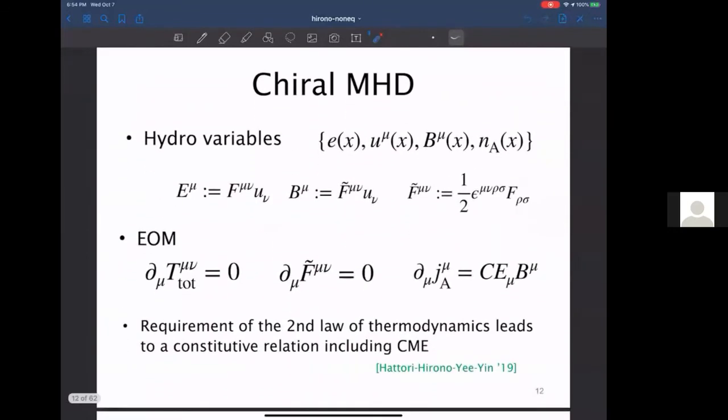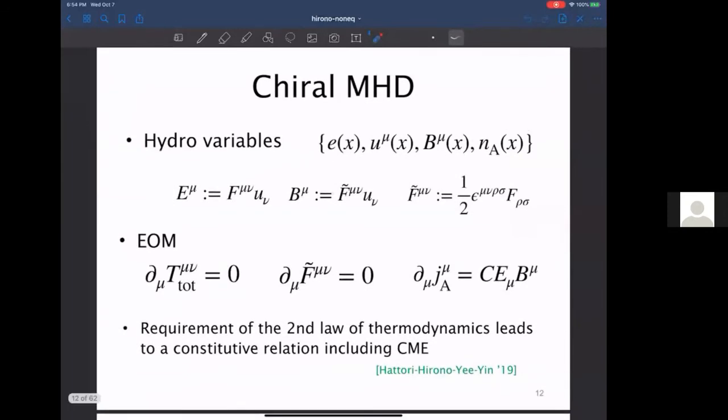We were talking about the chiral MHD, and the modification coming from this chiral part is that we are going to have another degree of freedom, which is denoted by n_A. This is the axial charge density. The equation of motion is given by this conservation of the energy momentum tensor and also the Bianchi identity. We also have to take into account this anomaly equation for the axial current. In this work, we have shown that by requiring the second law of thermodynamics, we can get the constitutive relation that includes the contribution coming from the chiral magnetic effect.